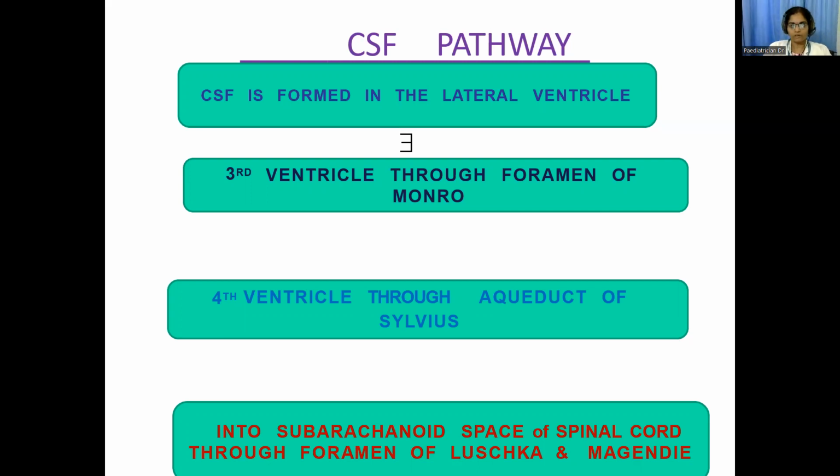So this much I want you to remember when it comes to the pathway. From the lateral ventricles, it goes to the foramen of Monro, then the aqueduct of Sylvius, then into the subarachnoid space of the spinal cord through the foramina of Luschka and Magendie.